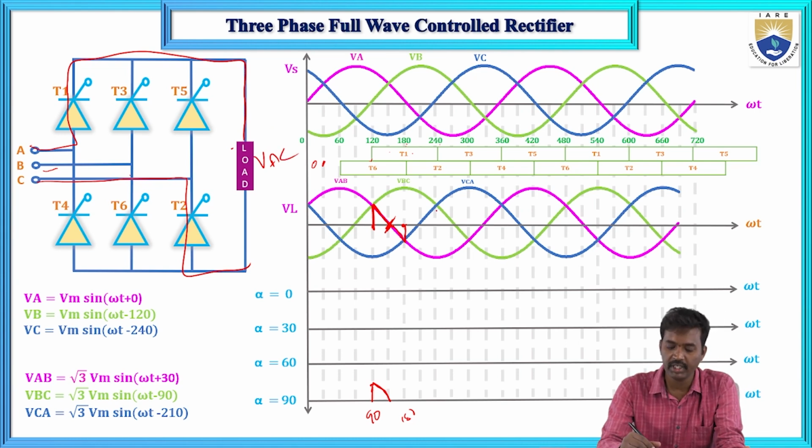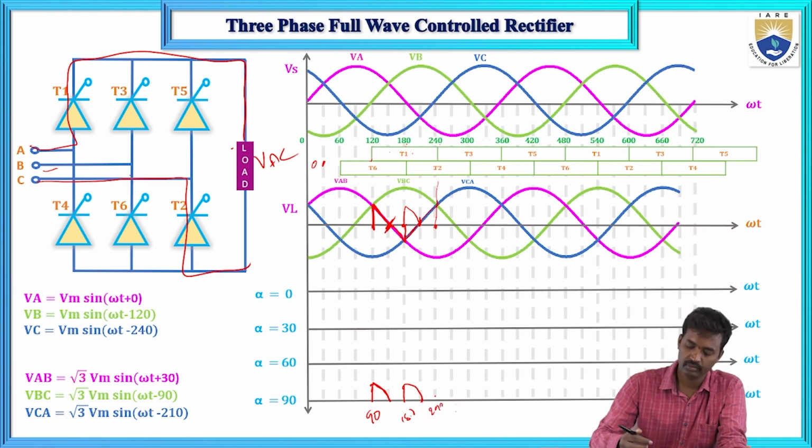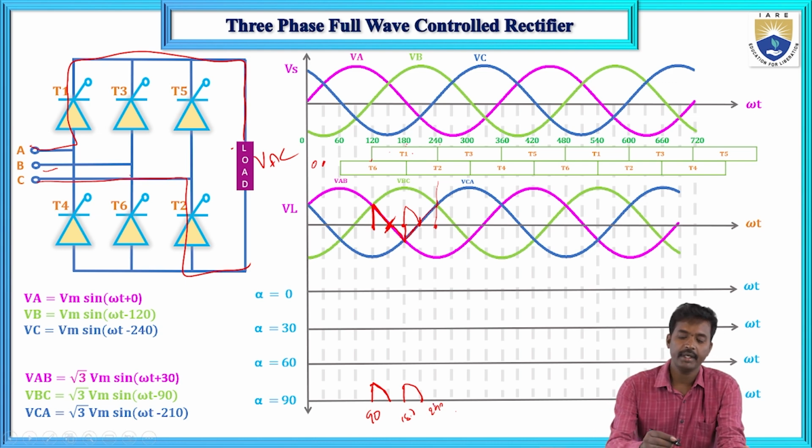VAC means this is VCA, but here it should not be negative, so it may come like this. Now from 180, this is 180, and next this is 240. It will conduct up to this angle, 210 degrees only. So up to 210, this is 240, this is 270, up to 240.